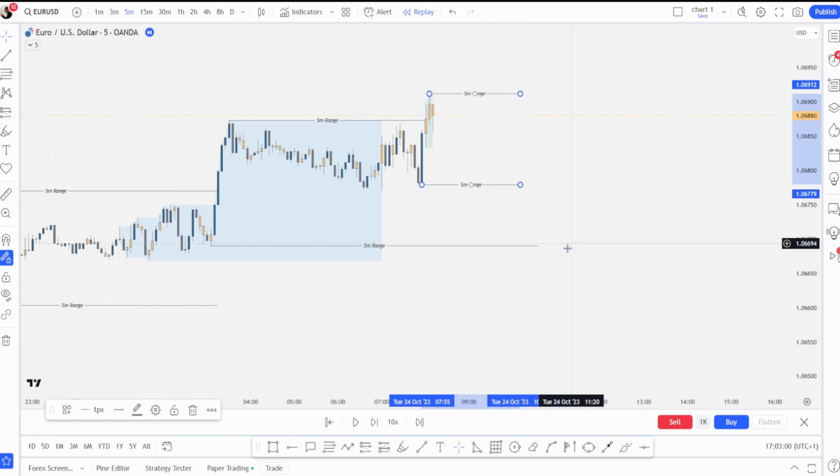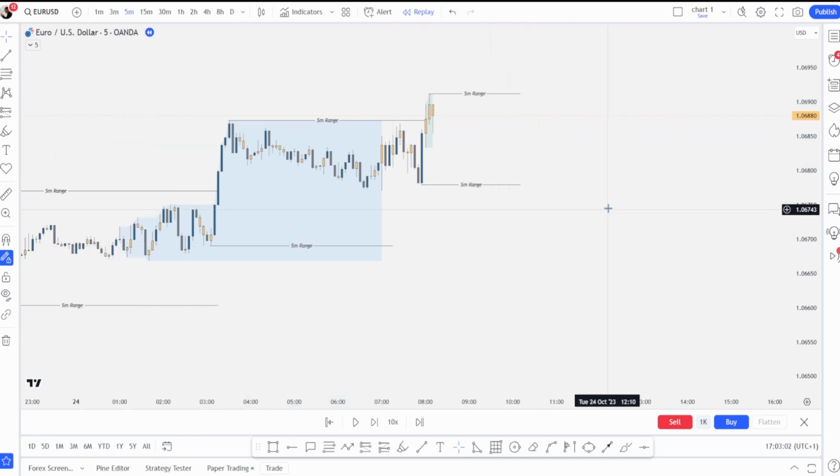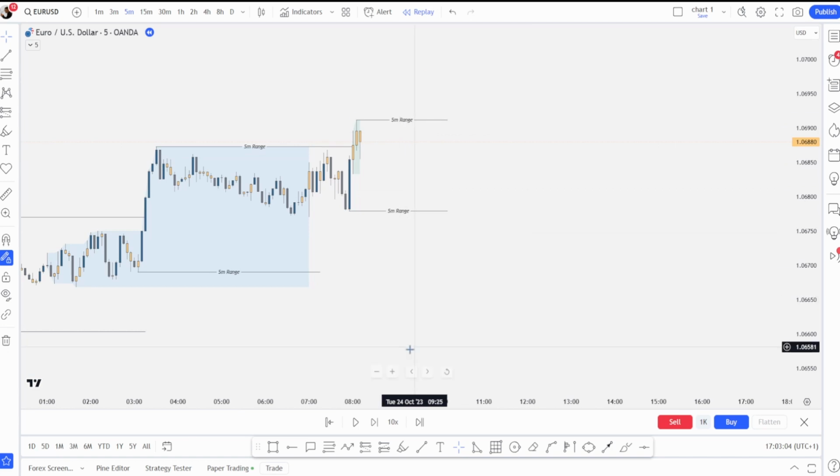Pull this out of the way. Now again, we'd expect the high to be ran here.